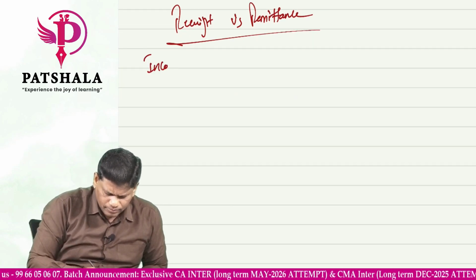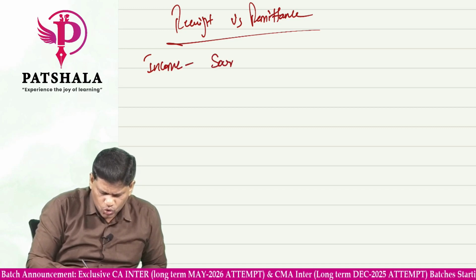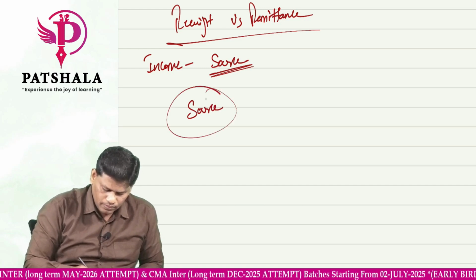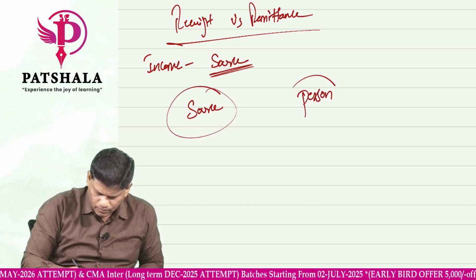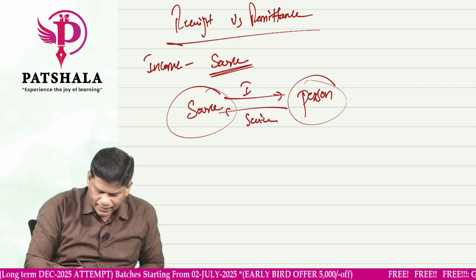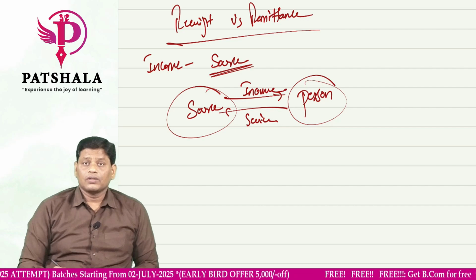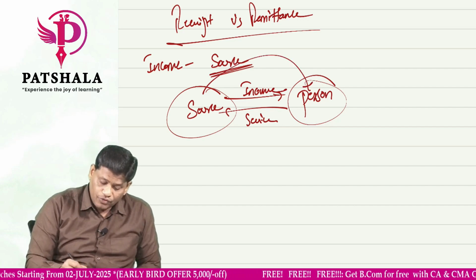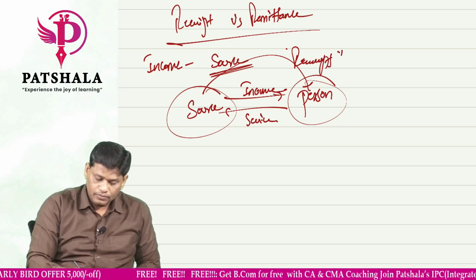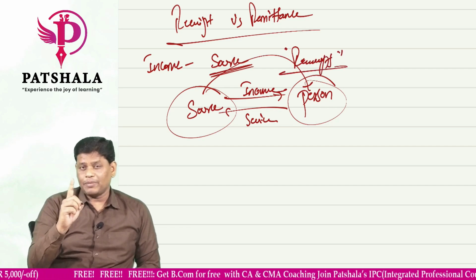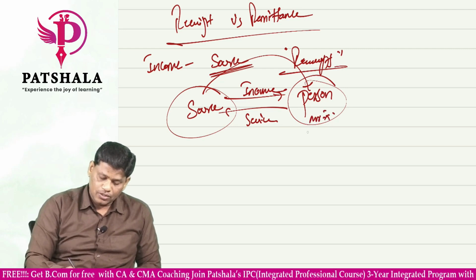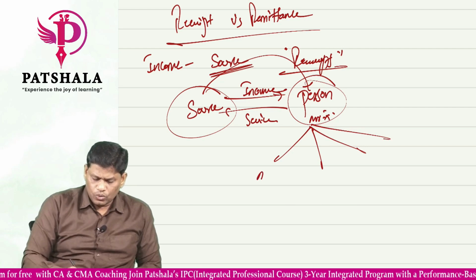In case of an income, please understand that without a source, you will never get an income. Let's assume there is a source and there is a person. This person has rendered some services to the source and the source has paid an income. So from the source, when you receive for the first time, it is called a receipt. Then what happens, let's assume that person is Mr. X.